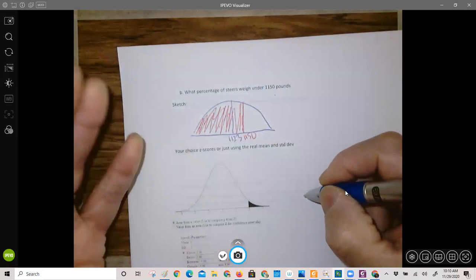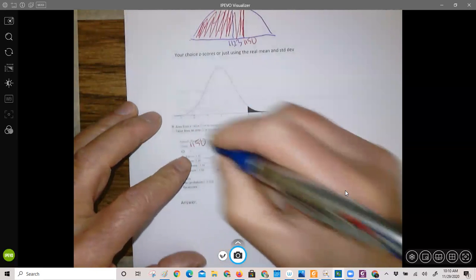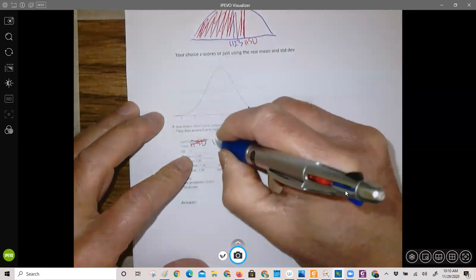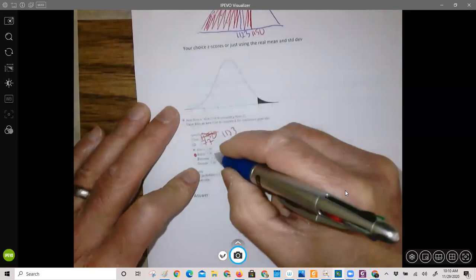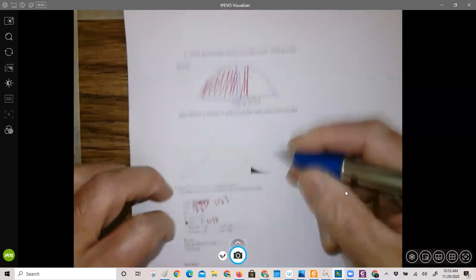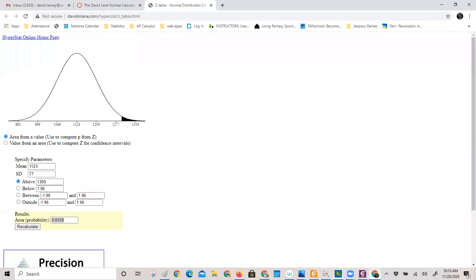Okay, so all we've got to do is now go back to our applet, and we're going to change this again. This is already 1123, sorry, and this is already 77. All we're going to do is go to below 1150, and that will give us that shade, and it'll also tell us the probability. So let me come back to the applet. And we've already got the 1123. All we got to do is change it to below 1150.